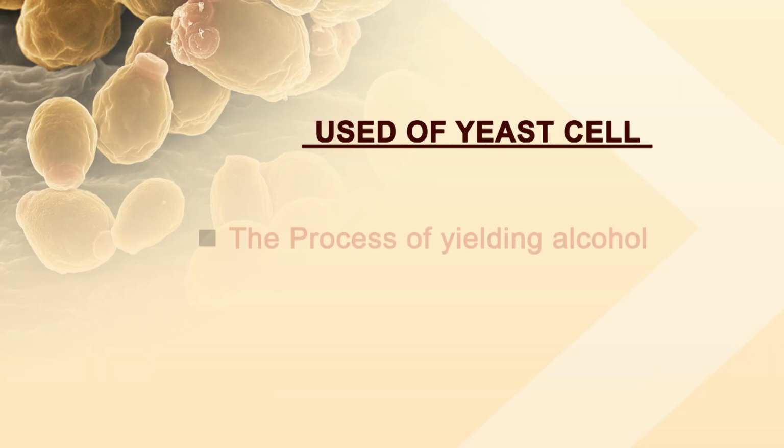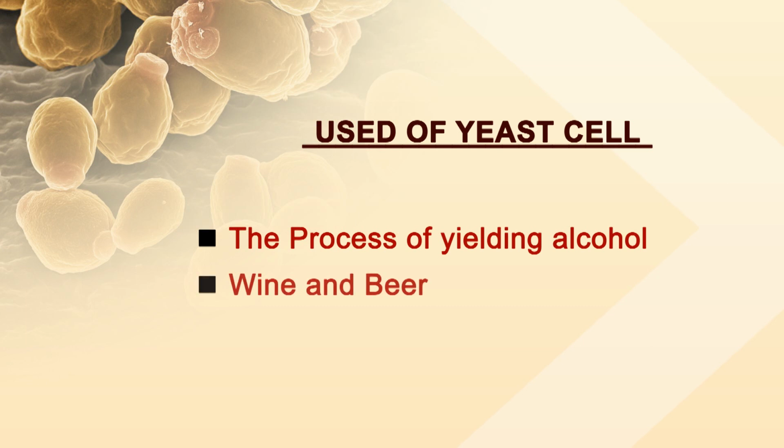For example, yeast can survive in the absence of oxygen. These are anaerobes. For gaining energy, oxygen is not required. In the absence of oxygen, it breaks down glucose into alcohol and carbon dioxide. Therefore, yeast cells are used in processes yielding alcohol, wine and beer.